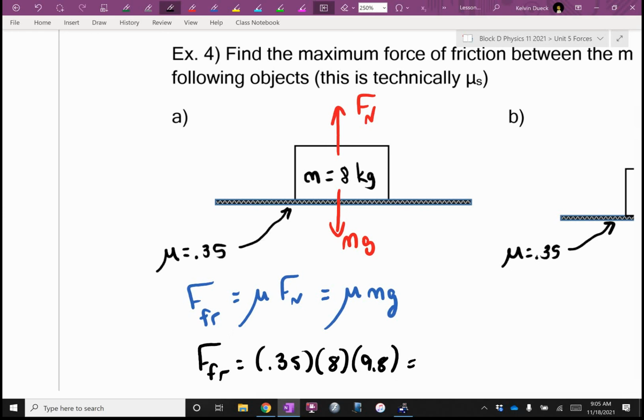25.2? Is that right? That seems wrong. Is that right? That seems way off to me. 27.44. I was just looking at this going, I think there's going to be at least 2 decimals is all I was doing. 27.44? Okay.